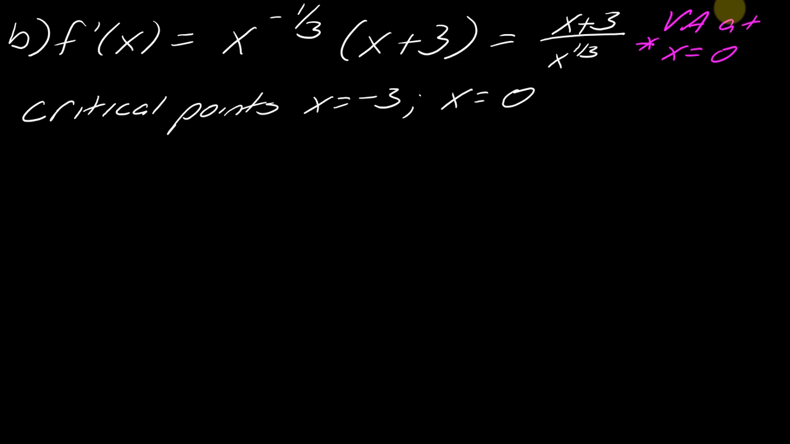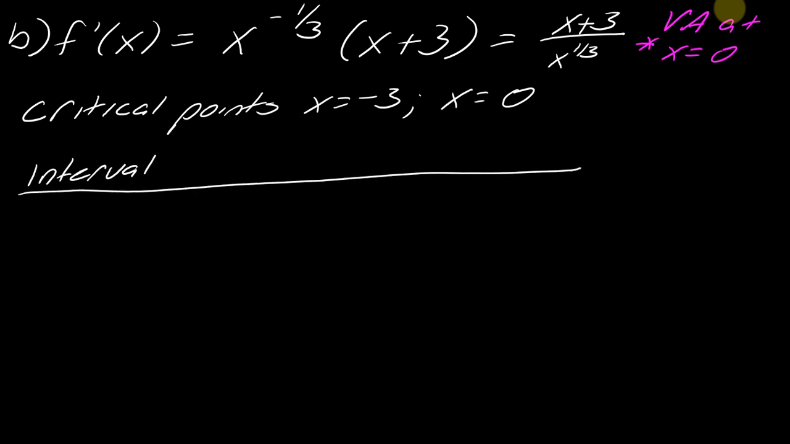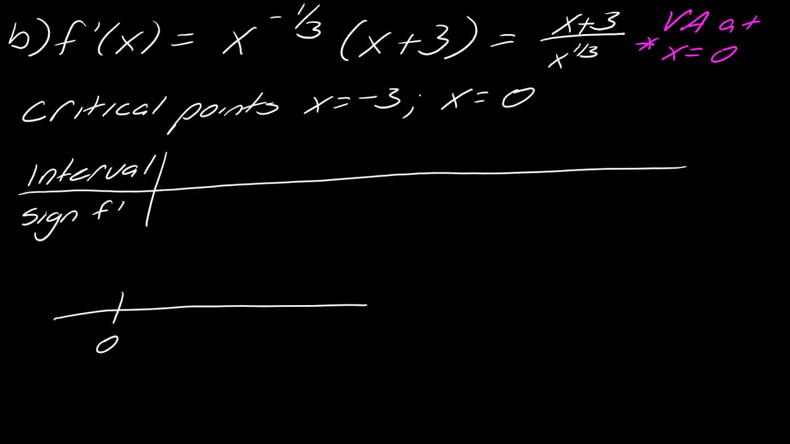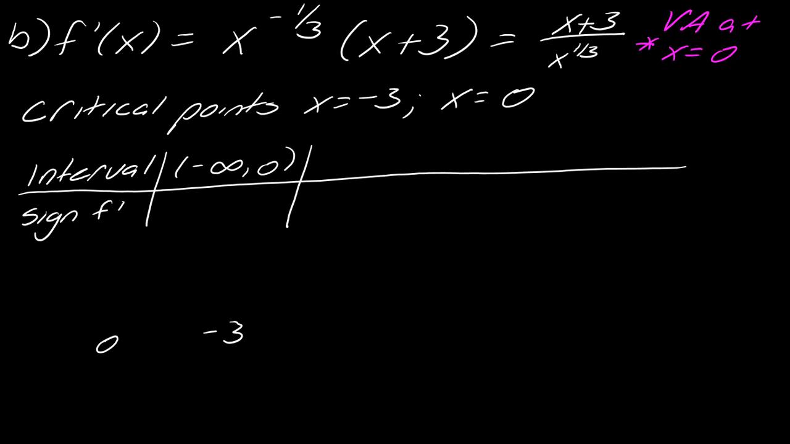Okay, so I'm going to have my interval, and then I want to know my sign of f prime. If I use this number line to help me figure out my intervals, my critical points here were 0 and -3. So my first interval will go from -infinity to 0. And then my next interval will go from, oh gosh, I totally screwed up the order on this. I swear I can do math. All right, let me start that over.